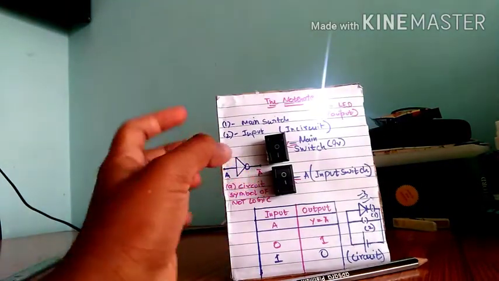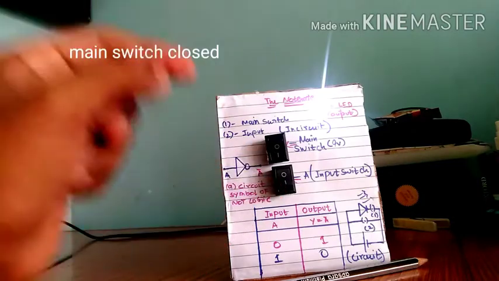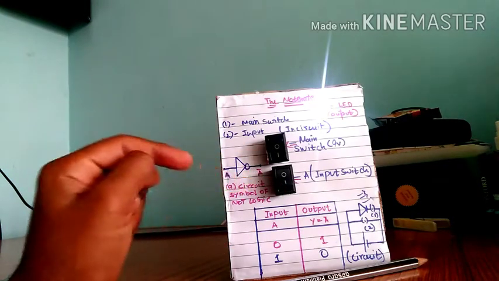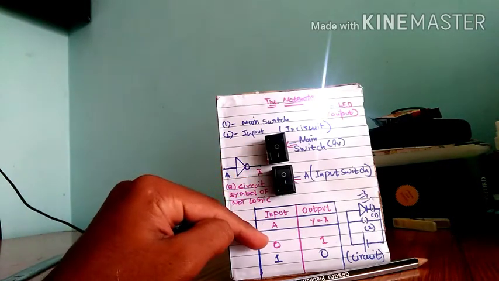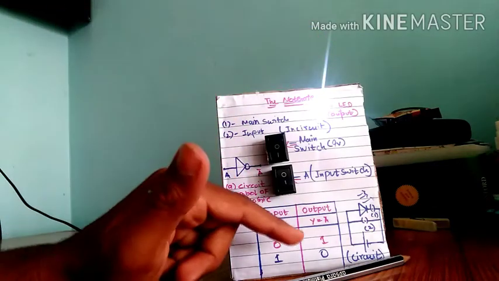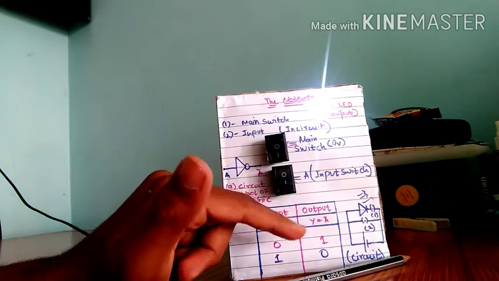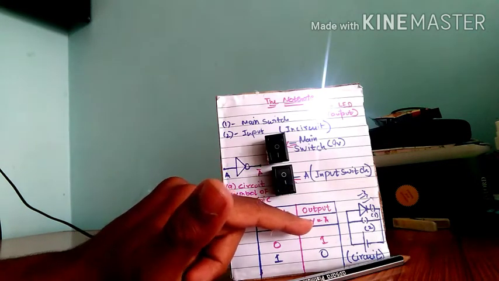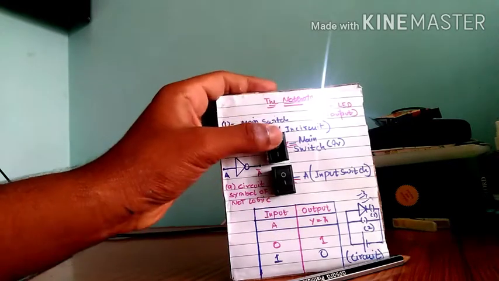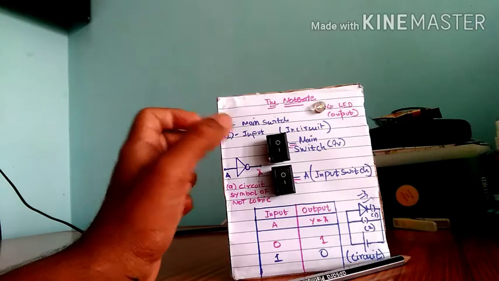Yes guys, as you can see, the LED is on and the input switch is still off. So when the input switch is off, the input A is 0 and the output, thus the LED is on, the output is 1. For the A input 0, the output is 1. So thus this represents Y equals NOT A. So let us close it again and check for the second one.